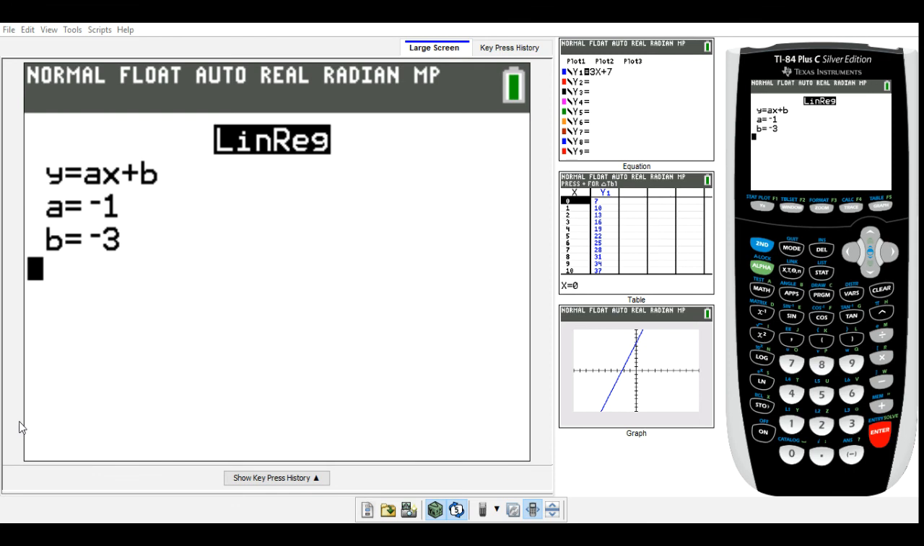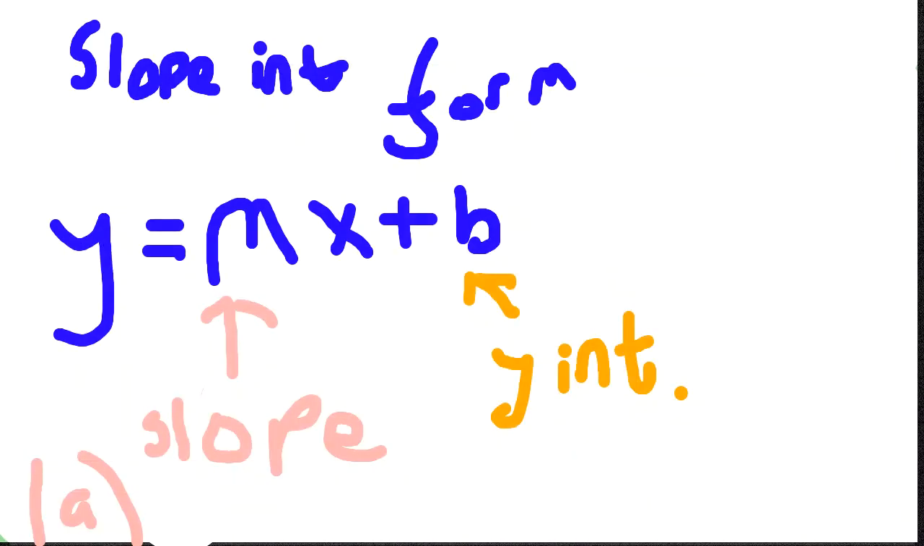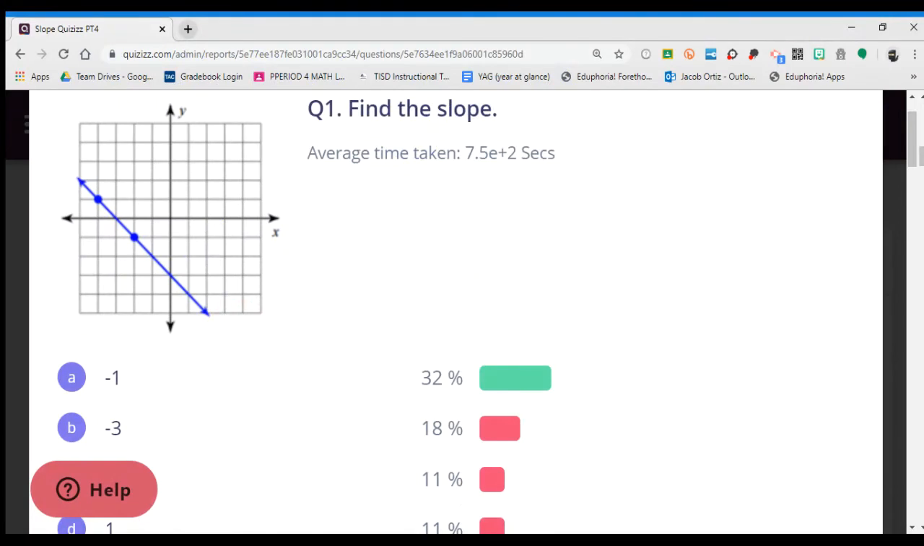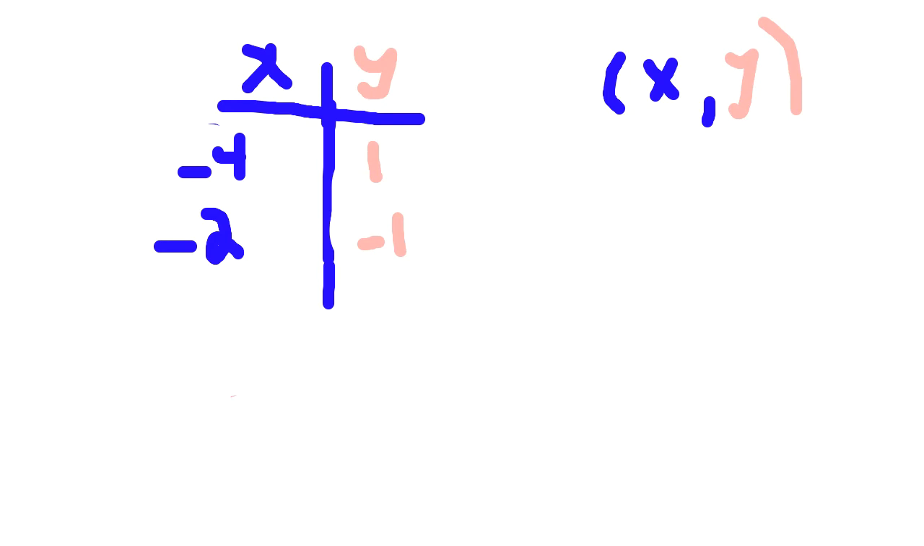So going back, remember, A is slope and B is y-intercept. Okay, so your slope is -1, your B is -3. So going over to this, you should have got -1. If you picked B, that's your y-intercept. It's not your slope. All right, now coming back to this real quick, so the last thing.